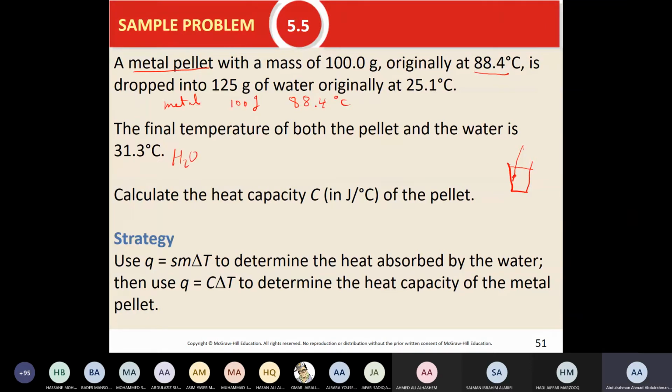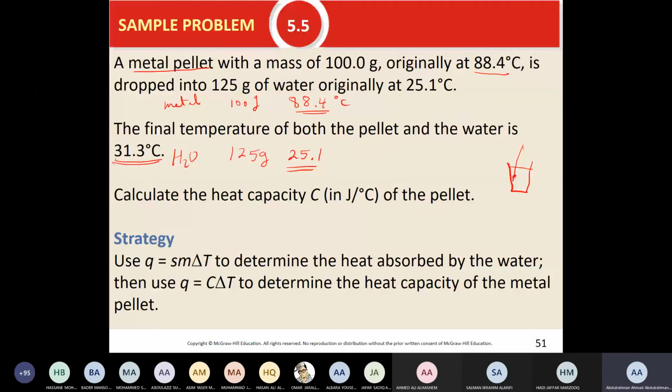This is our surrounding water. It was 125 grams of water, originally at 25.1. Of course, the metal is hotter than the water. So when you put this pellet in water, what will happen to the temperature? Will decrease. And the water will increase. Yes, the final temperature is 31.3 degrees C.